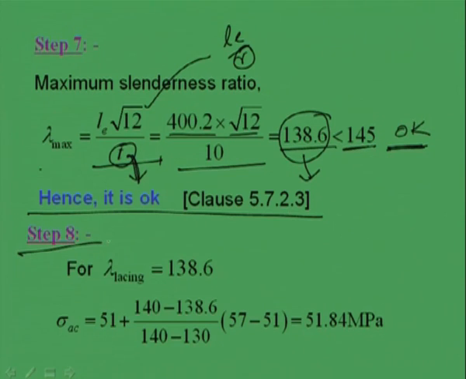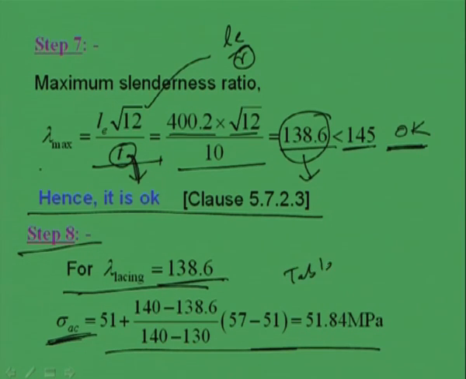And then what we will do? Then we will find out what is the lambda lacing and accordingly what is the permissible compressive stress. So, for lambda lacing 138.6, permissible compressive stress we will get from table 5.1 of IS 800. There it is given for different lambda, the value of sigma AC has been given. So, for 138.6 lambda lacing we will get permissible compressive stress as 51.84 MPa, right.